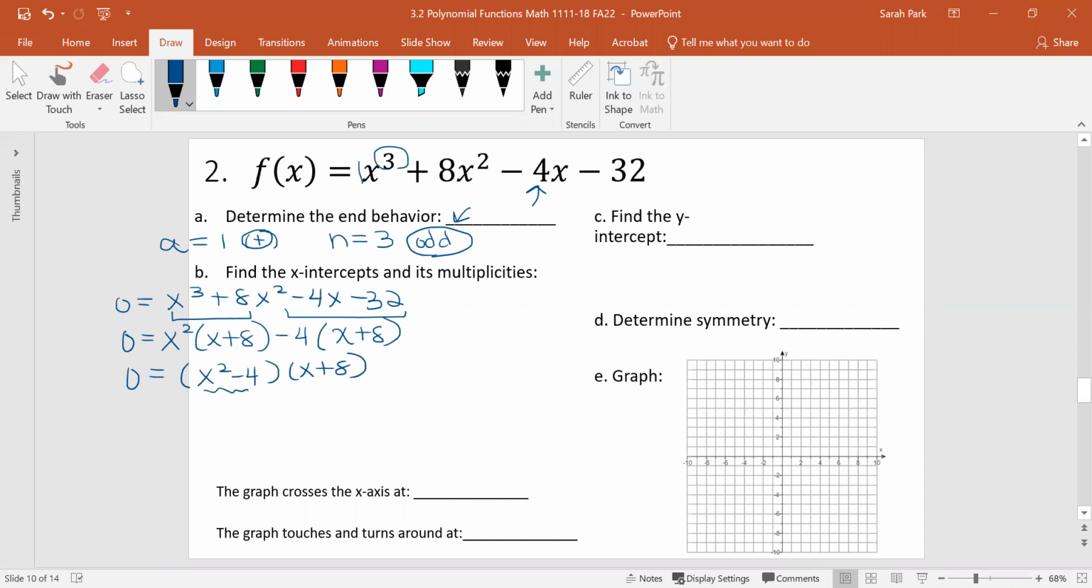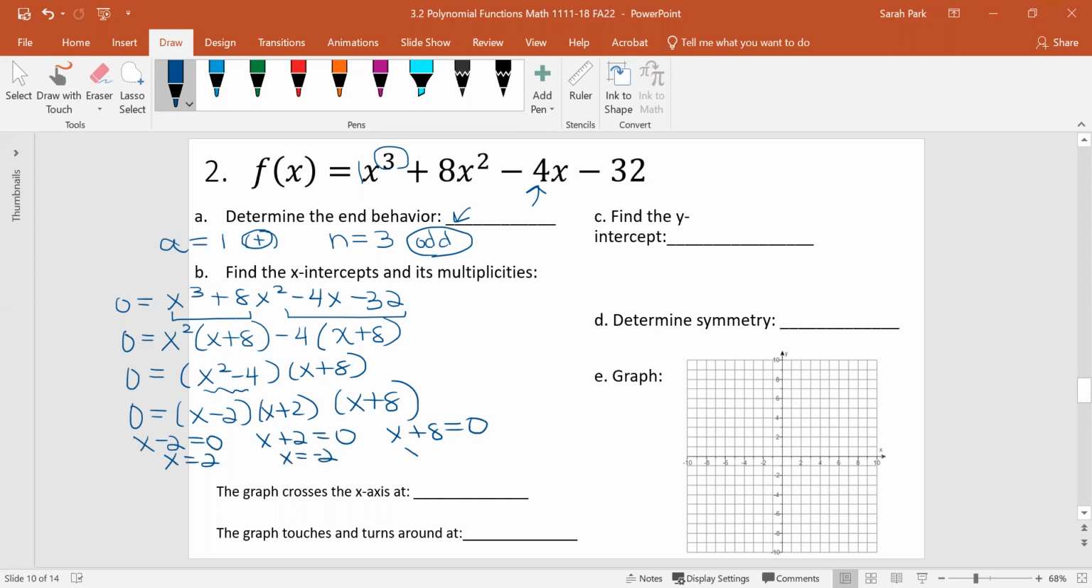Okay, x squared minus 4 is a difference of perfect squares, so we can factor it again as x minus 2, x plus 2, and then the x plus 8 at the end. So now we can set all of these factors to 0 to find its x-intercepts. So x minus 2 equals 0, x plus 2 equals 0, x plus 8 equals 0. So we have x equals 2, x equals negative 2, and x equals negative 8.